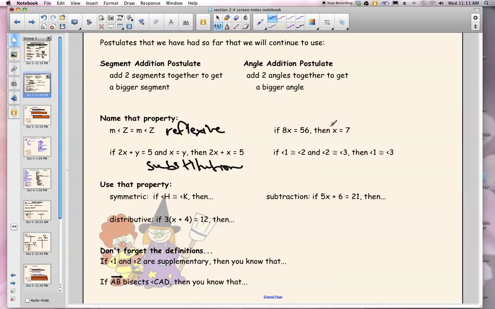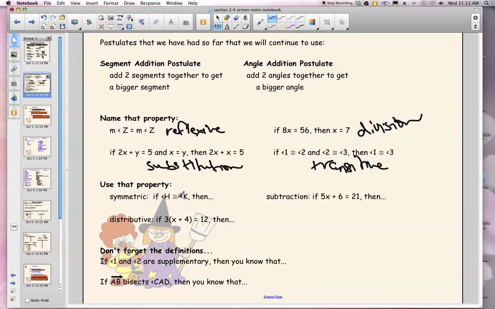If 8x equals 56, then x equals 7. What did I do? What changed? I divided both sides by 8. So since I divided both sides by the same thing, that's the division property. And here, if I know that angle 1 is congruent to angle 2, but angle 2 is also congruent to angle 3, then how do I know that 1 equals 3? That would be the transitive property. Okay.